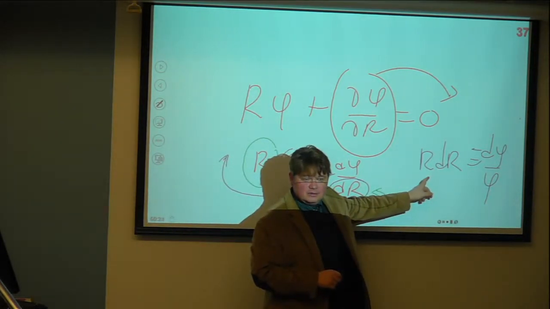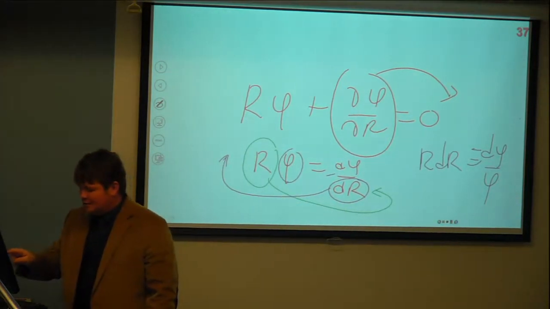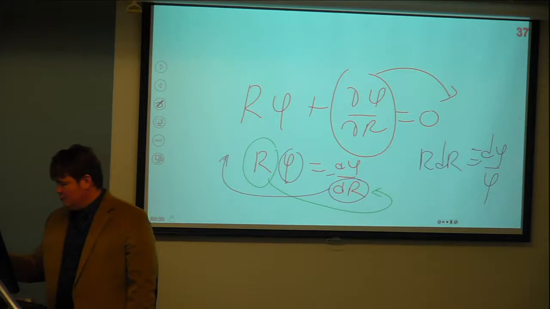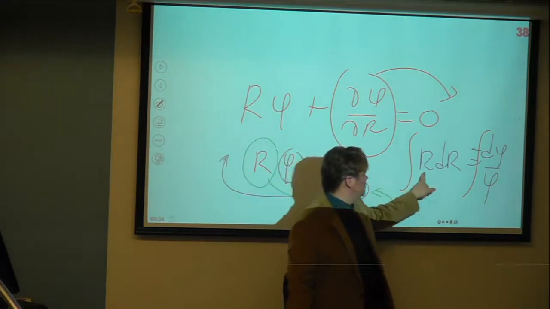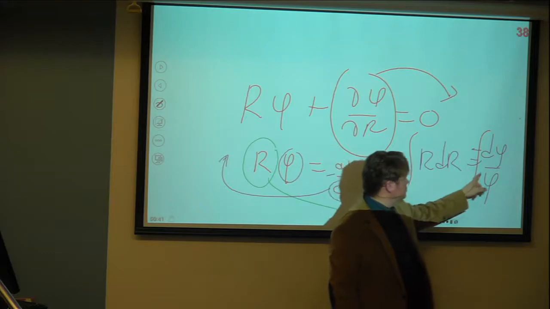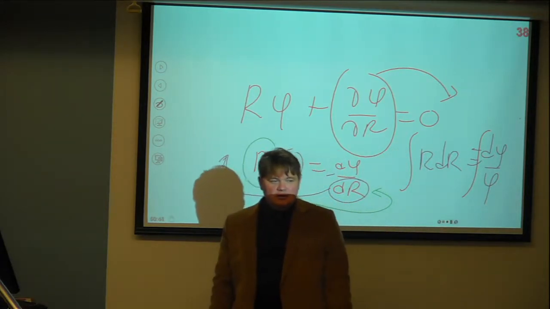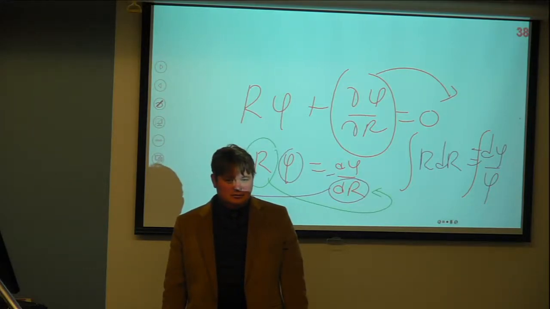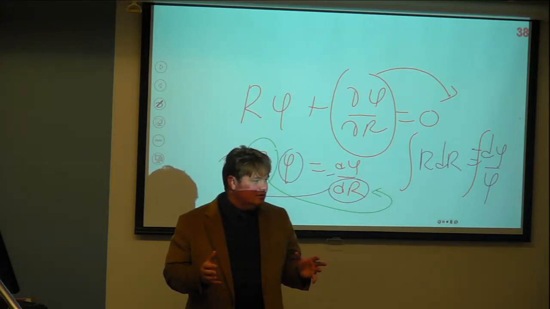Okay, makes sense. And then you can put an integration sign on both sides. What is the integral of a linear function? r squared over 2. Yeah. What is the integral of 1 over phi? Natural log of phi. Good. And then you just do some manipulations to put it in a more appetizing form and solve for phi.